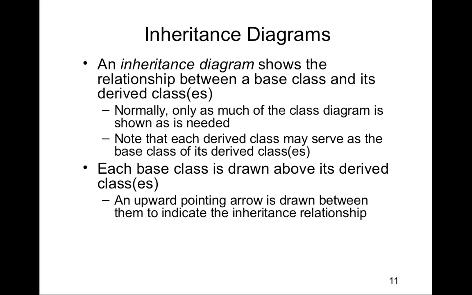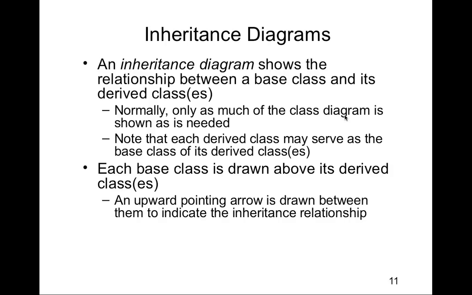So an inheritance diagram shows the relationship between the base classes and its derived classes. Normally only as much of the class diagram is shown as is needed, which means you're not going to show the whole thing. You're only going to show what's important to grasp the concept. There might be some smaller, less significant classes that get added into the design later on. It's not like a set-in-stone document.